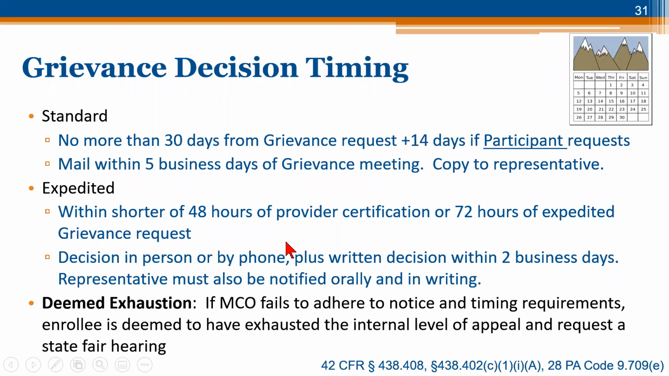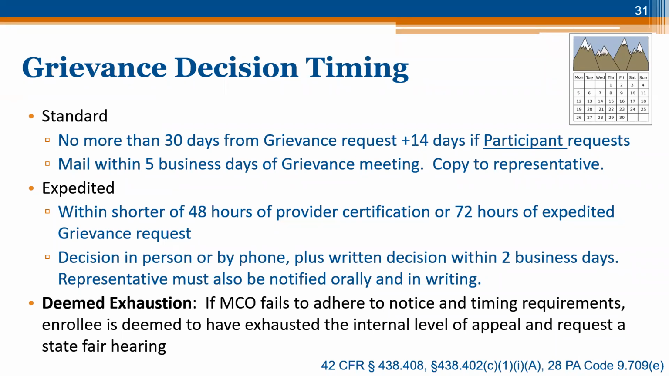Now the timing on this is that there has to be a decision within 30 days from the request. That can be extended if the participant wants it extended. There should be a decision within 5 days, and then 2 to 3 days if it's an expedited decision. If the plan blows these deadlines, there's something called deemed exhaustion.